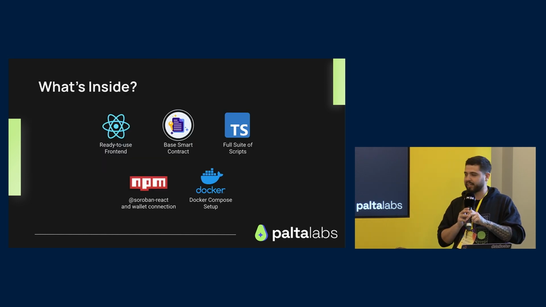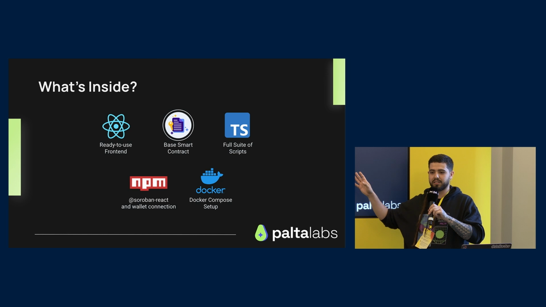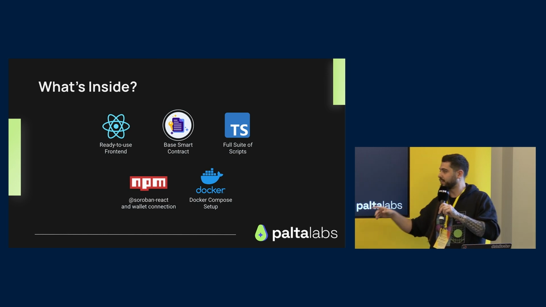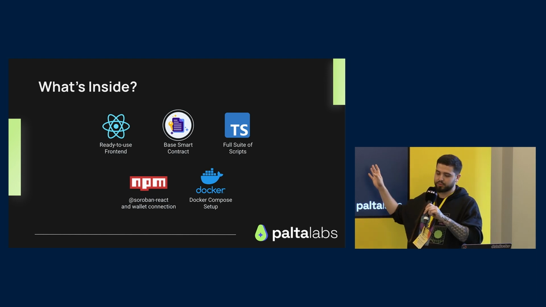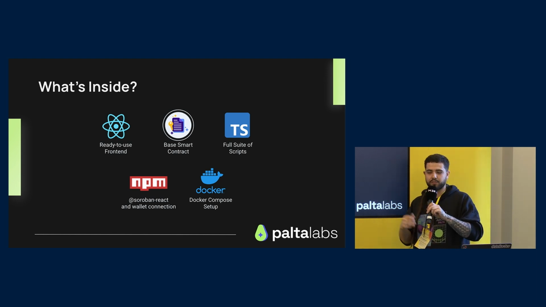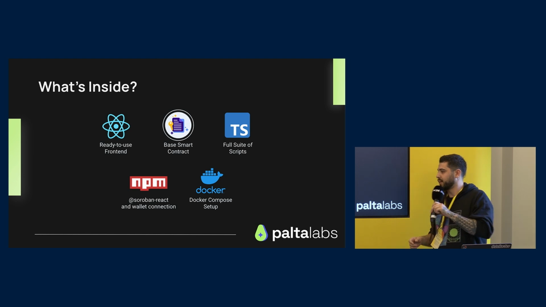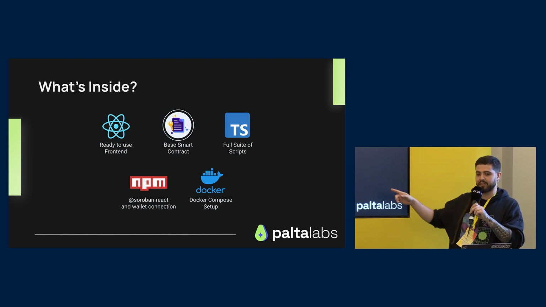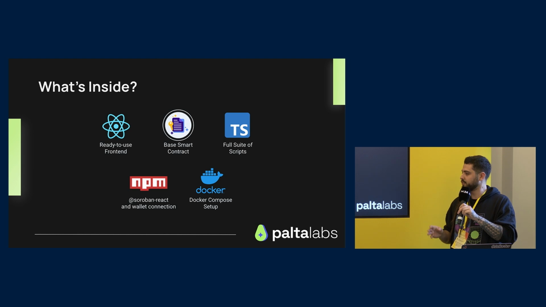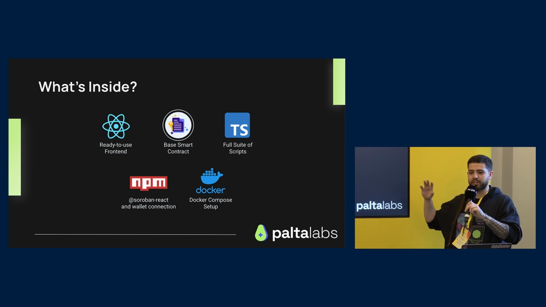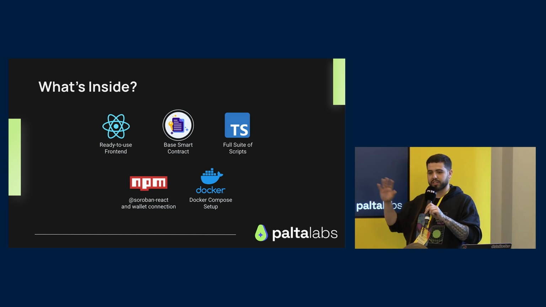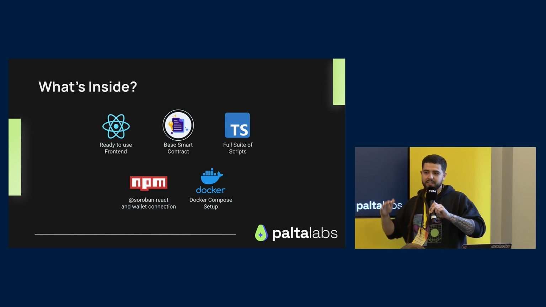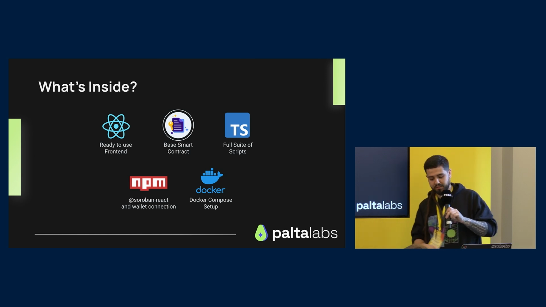So what's inside create Soroban dApp? It's a ready-to-use front end in React using Next.js. It has a base smart contract you can customize to make it your own. It has a full suite of TypeScript scripts for deploying and testing the smart contracts. In the front end, it's using Soroban React for the wallet connection and all the calls to the blockchain. And it also has a full Docker Compose setup where Docker is the only thing you need on your computer. And the Docker containers have all the tools you need for developing the smart contracts.